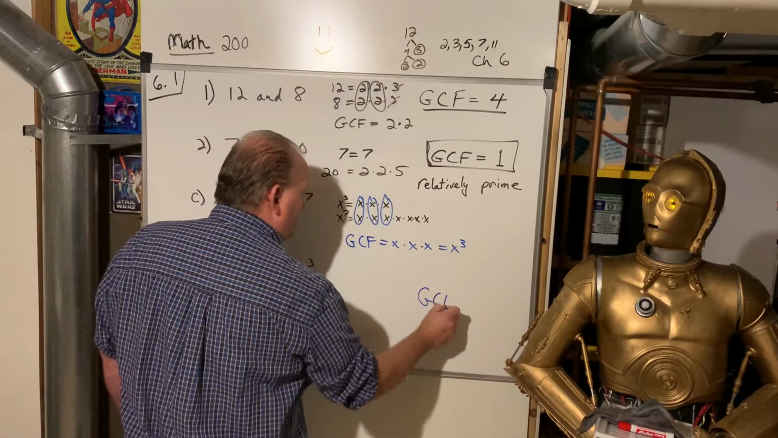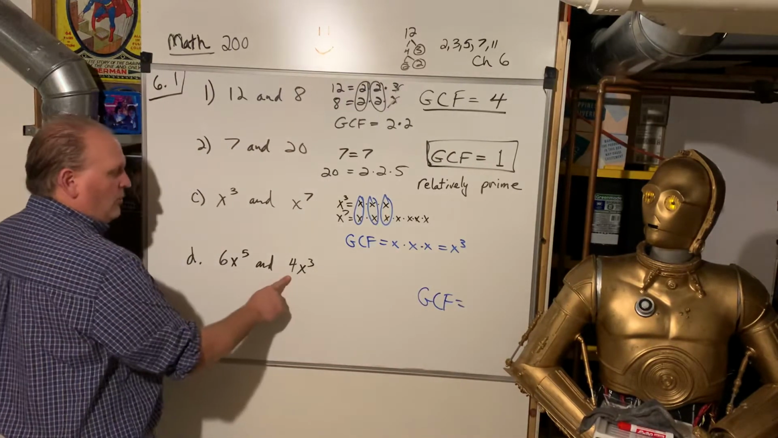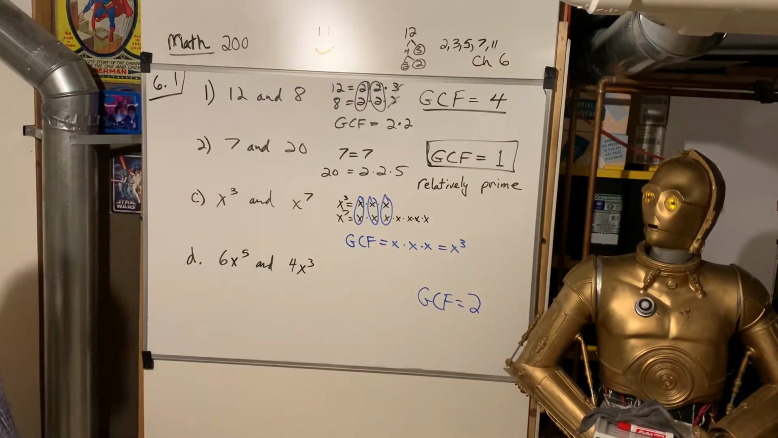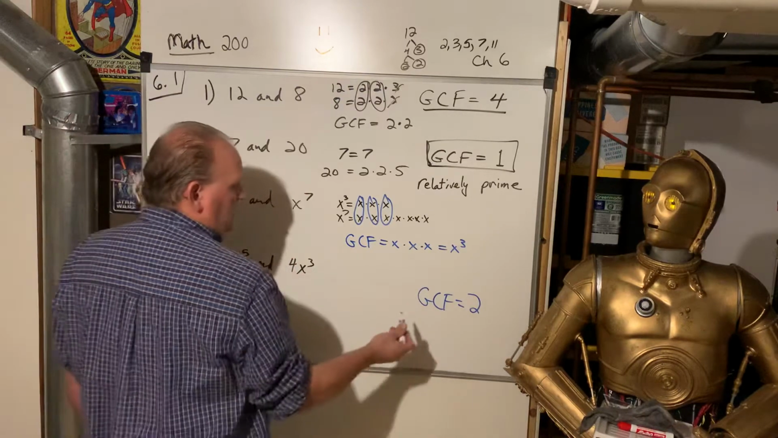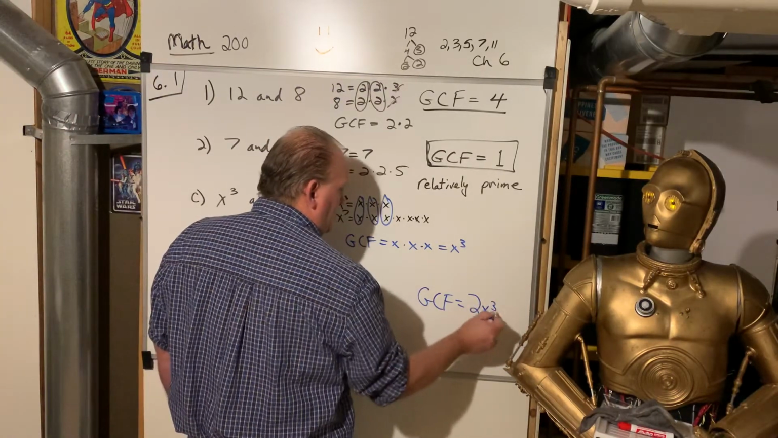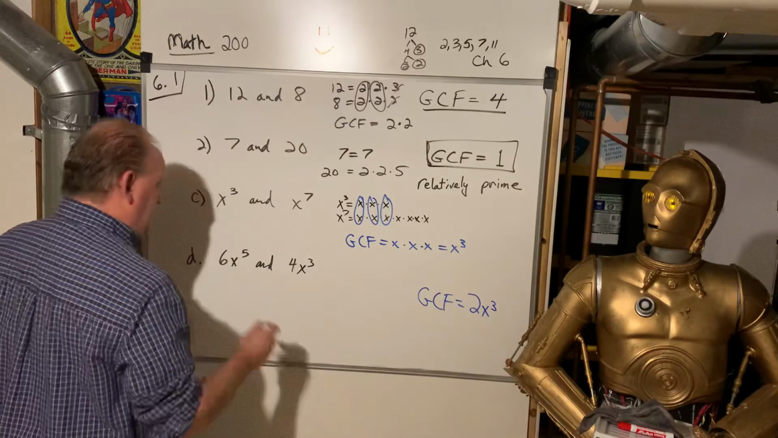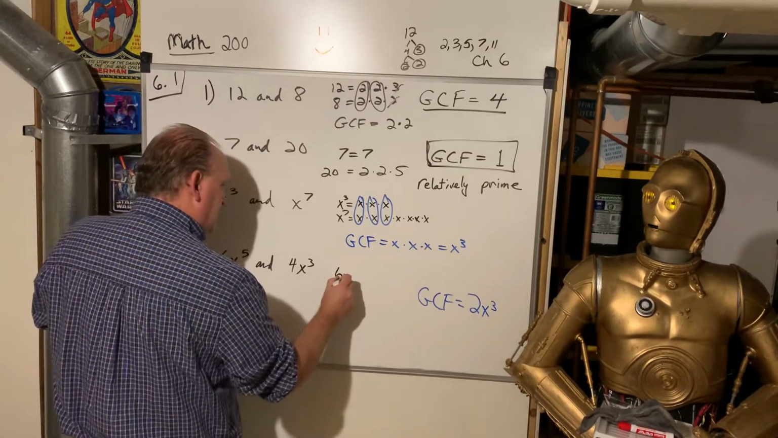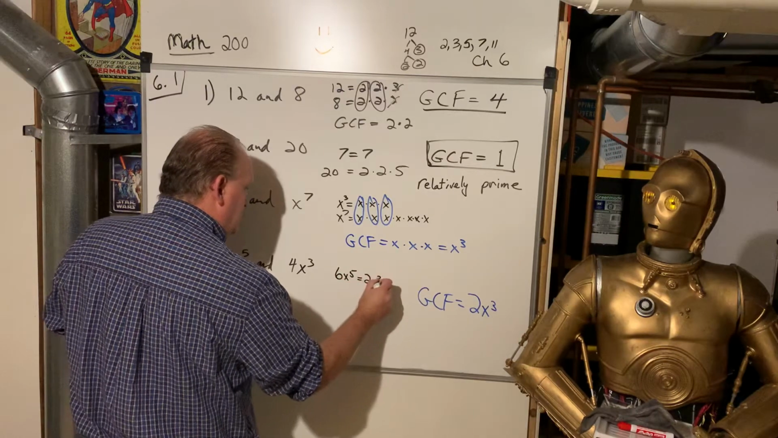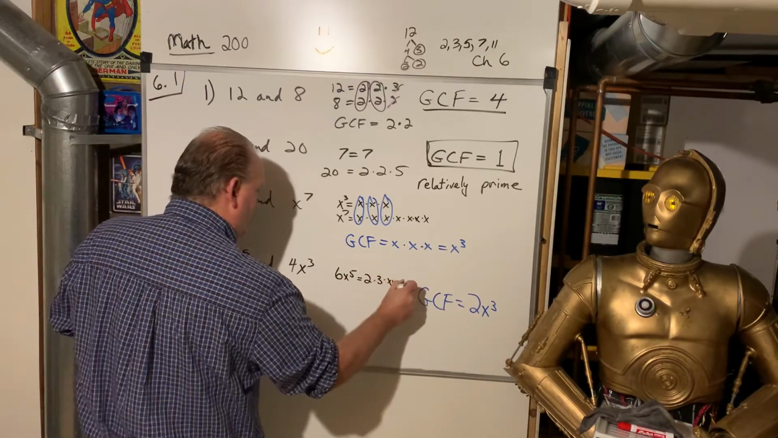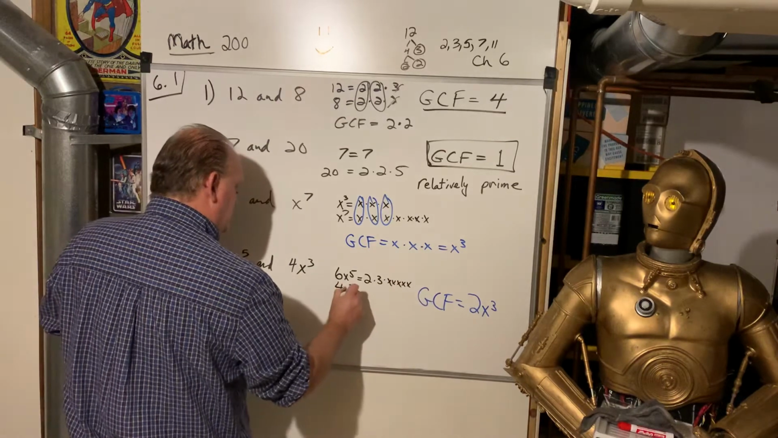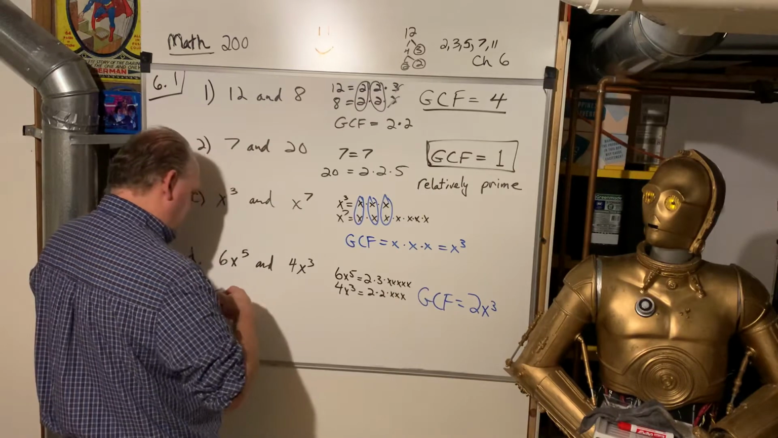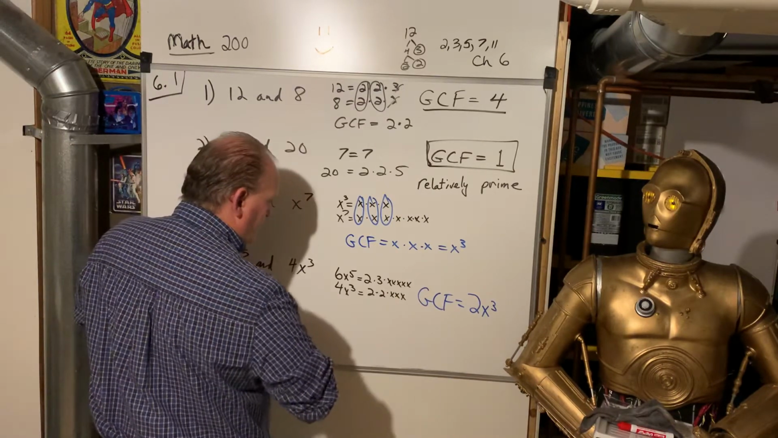So the greatest common factor between 6 and 4 is 2. 2 is the largest thing that goes into 6 that also goes into 4. And between x to the fifth and x to the third, I would take the x to the third. And that would be the GCF. Now, if that didn't make sense to you, we can do it the other way. You can go 6x to the fifth, 2 times 3 times 1, 2, 3, 4, 5 x's, and 4x to the third, 2 times 2 times 1, 2, 3 x's, and just take what they have in common, so the greatest common factor.